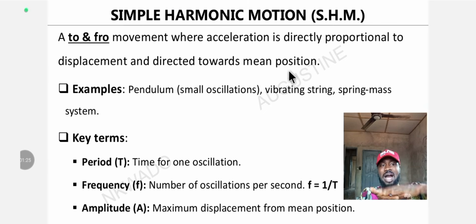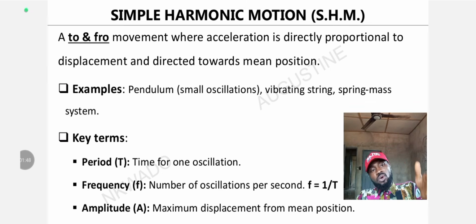So if you have a to and fro movement like this, let's say this is a to and fro movement, for example, where is the mean point? The mean point is where it hits and returns. So this is the movement, okay? It hits and it returns. This is one mean point.